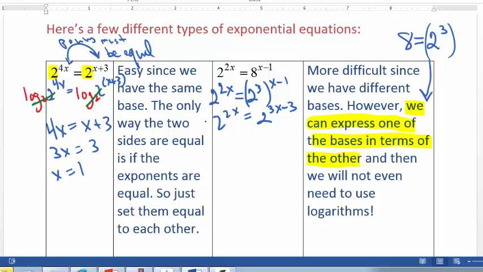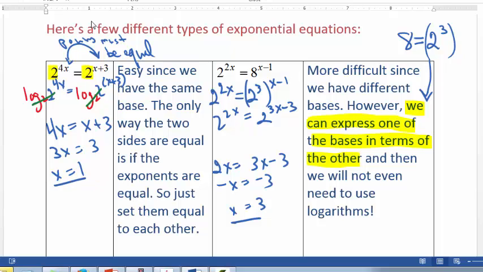And now I can just do what I did before, right? I have the same base to different powers, and they're equal. So the two powers must be equal. So I would just say 2x equals 3x minus 3. And then solve from there, right? So I'd have negative x equals negative 3, or x equals 3, right? So in this case, I would get 3.